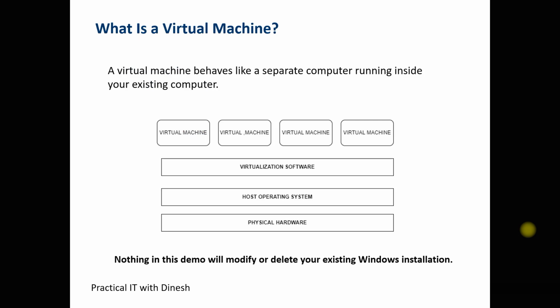What is a virtual machine? A virtual machine behaves like a separate computer running inside your existing computer. On the physical hardware, there is a host operating system running, for example, Windows 10 or Windows 11. On that, we can install virtualization software, for example, Oracle VirtualBox. And on the virtualization software, we can install several VMs. Please note that nothing in this demo will modify or delete your existing Windows installation.